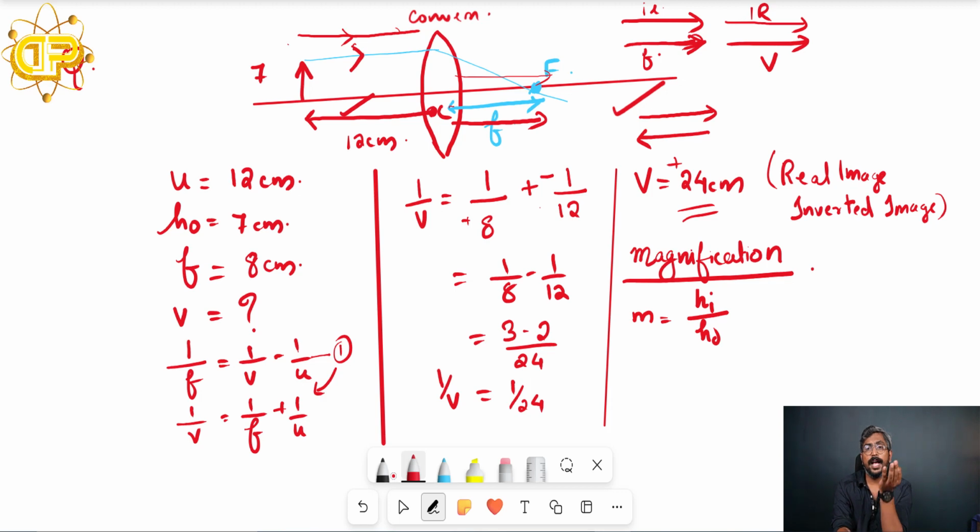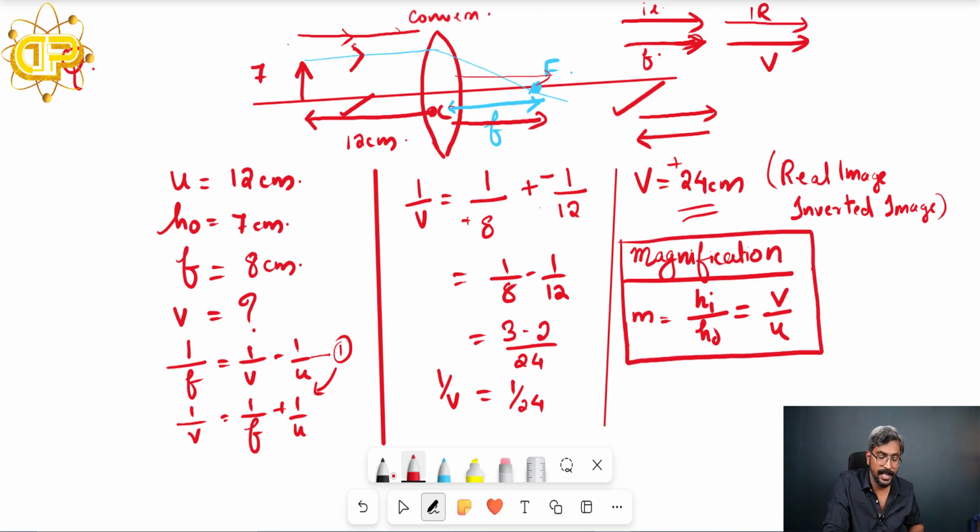Height, how much the height of the image is with respect to the height of the object, or how big or how small the image is with respect to the object. This is what the magnification means. And here one more equation is there which is related to V and U, or image distance and object distance, that is V by U. This is very, very important.